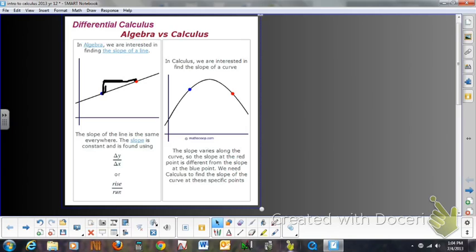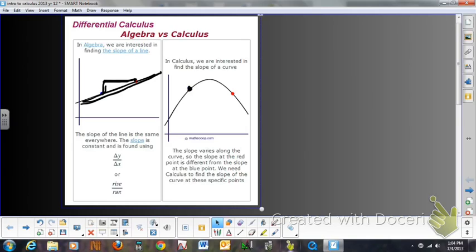And we know that the gradient between any 2 points is simply the rise over the run, and we can easily find the gradient of any particular line that way. It's not quite so easy with calculus, because calculus is all about curves, and it's about finding the gradient or the slope of a curve at a given point.